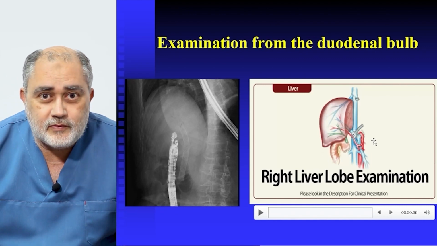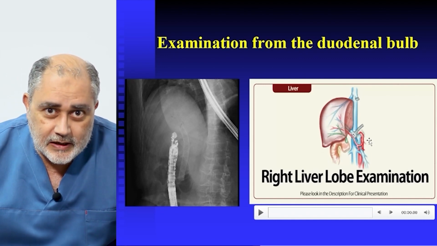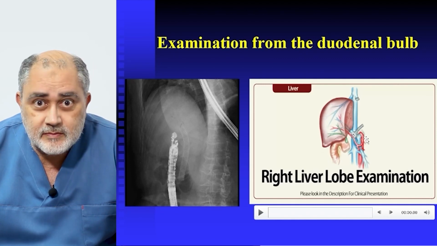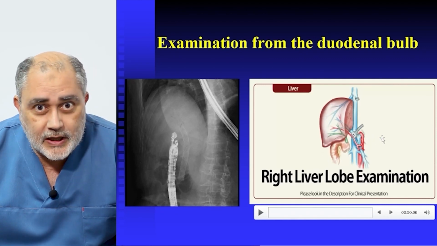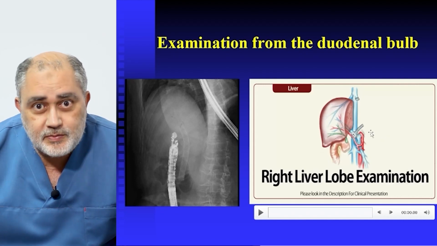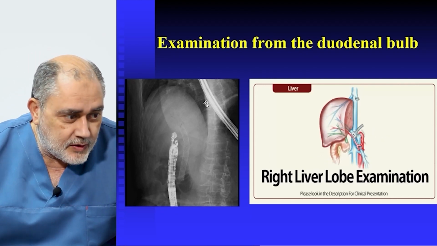We examined most or even all of the left lobe segments, segment 1, 2, 3, 4, and some of the right lobe segments, but the rest of the right lobe should be examined from the duodenum, from the duodenal bulb. Here this is the echo endoscope.